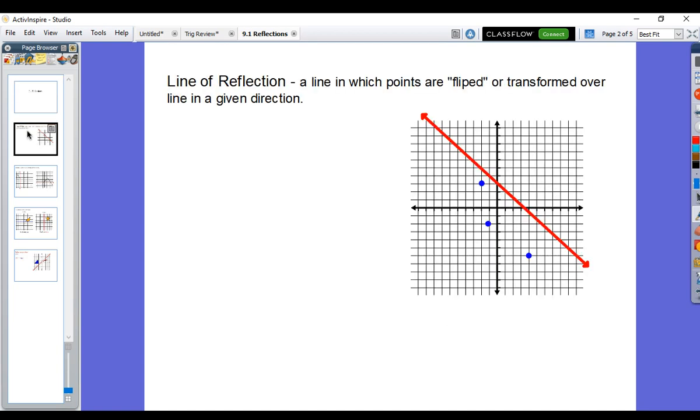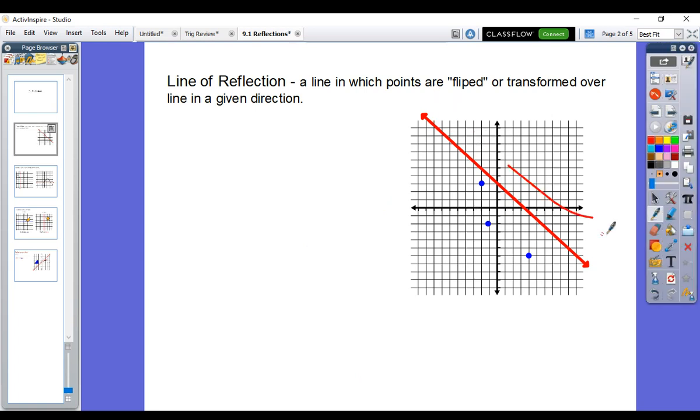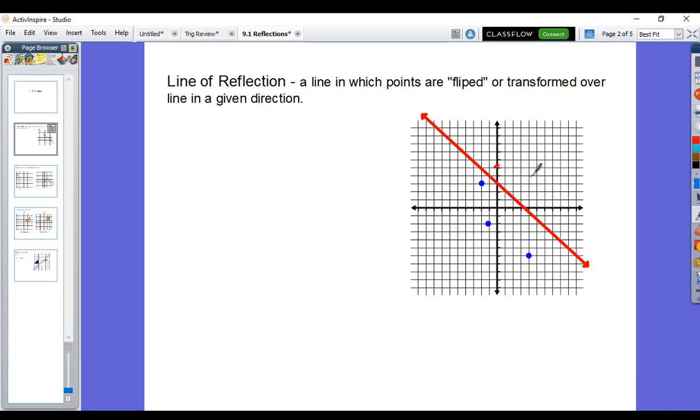So, we will have what's called a line of reflection. Now, that line is what we use to flip all points over that line in a given direction. So, for example, if I say I want you to reflect all these points over this line, we just guesstimate, all right, that's roughly right there. That one probably roughly about right there. That one's about right there. So it kind of looks the same. So that's a line of reflection.